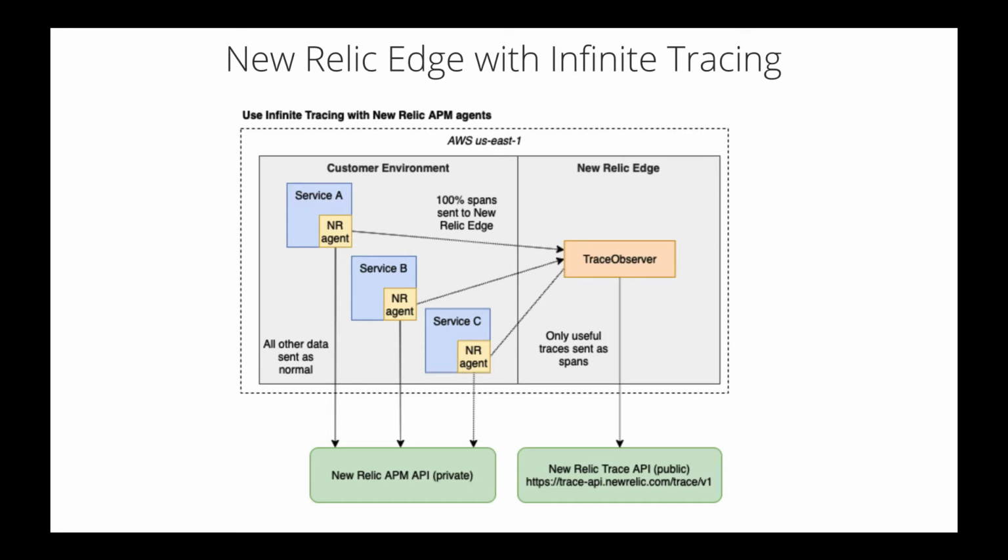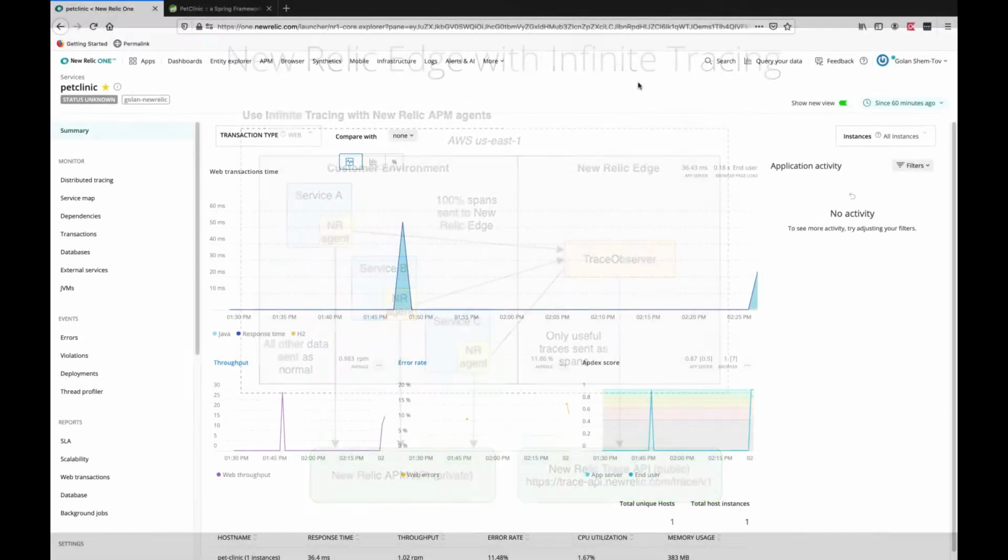In this case, 100% of the spans are sent to New Relic Edge, where there is a trace observer, while the rest of the data is sent as normal. The trace observer identifies the actionable traces and sends them to New Relic. Let's switch to the New Relic UI.